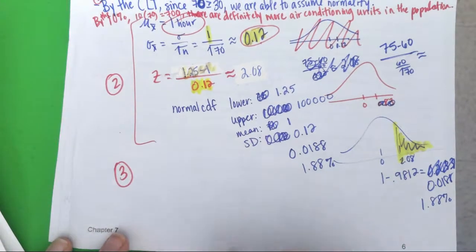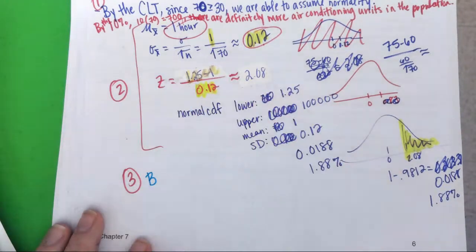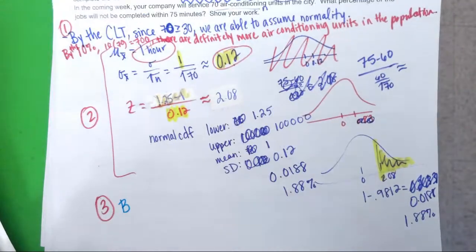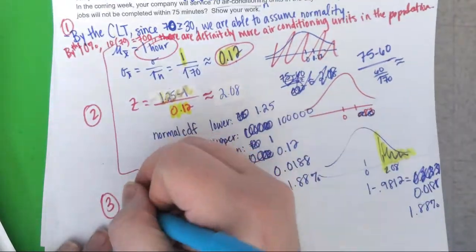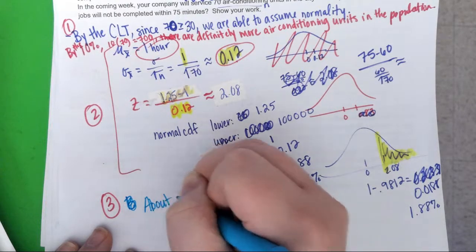Kenzie, God bless her soul, got us back on track. Say the words again, Kenzie. When you go back to the 1.88. Oh, the words. 1.88% of the jobs will not be completed within 75 minutes.